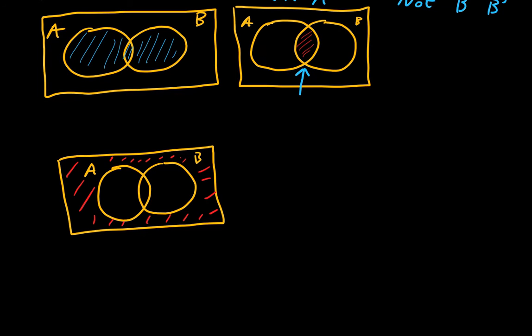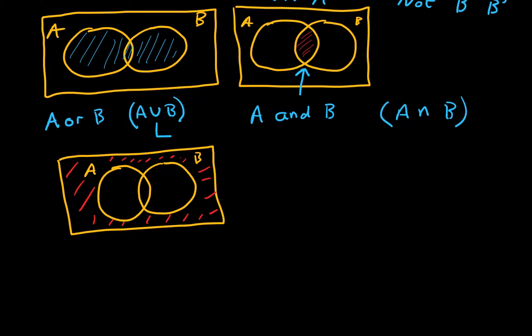This represents A or B. You don't need to know this, but this is how it's written in maths. This is A and B, and this is written like this. So this is called a union. It means or. This is called an intersection.